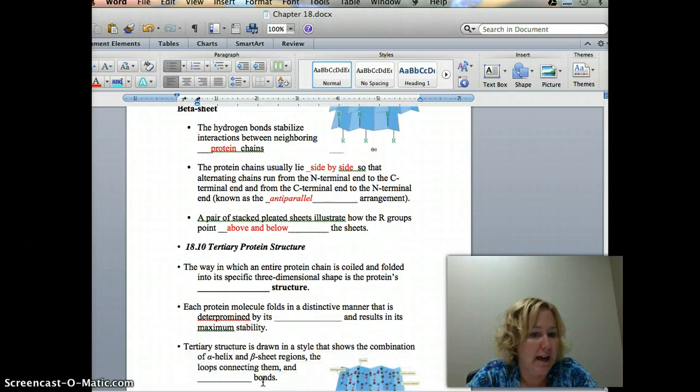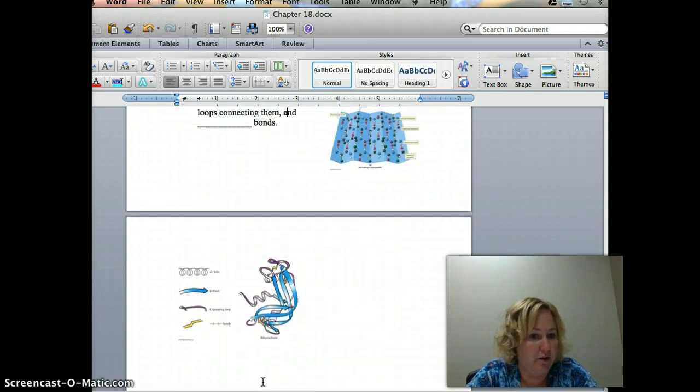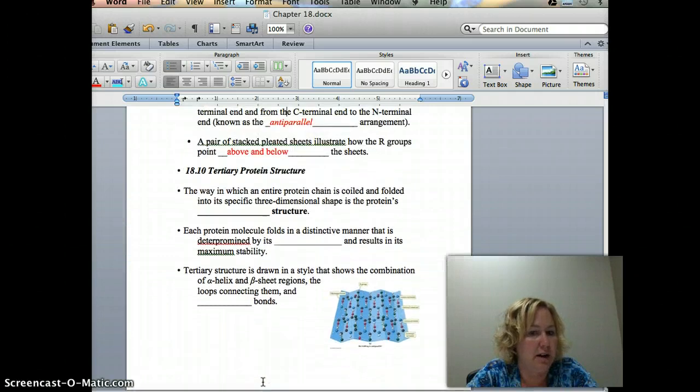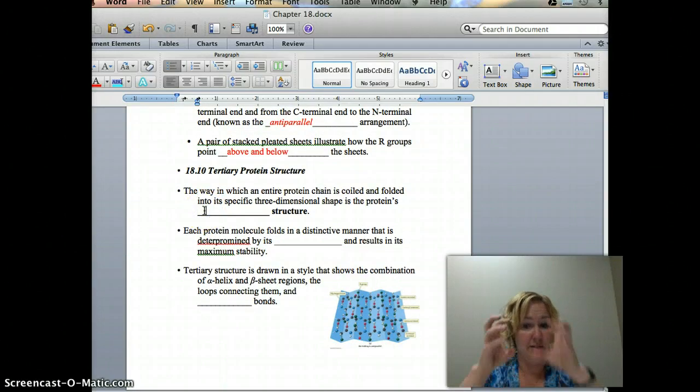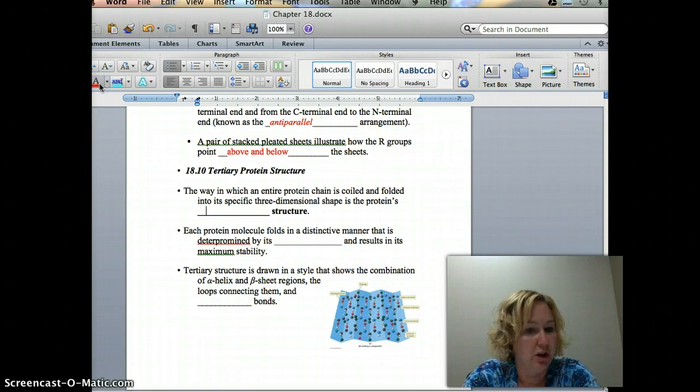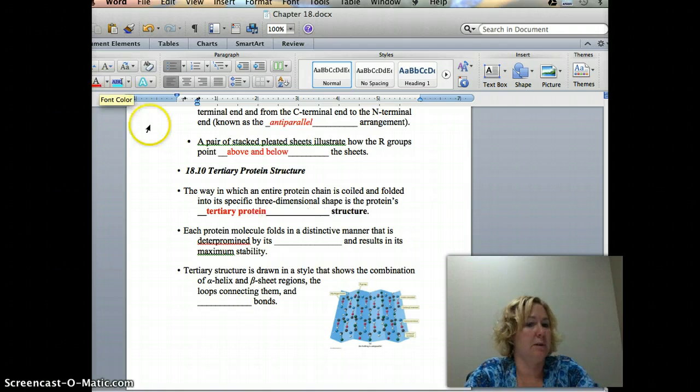Now, how is that thing going to interact? I've gone too far. So now we're into tertiary protein structure. Now it's going to just really tighten up. It's already like a coil, and now you're going to tighten it up even more. This is called tertiary structure.